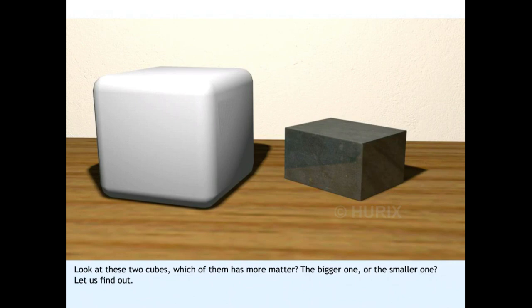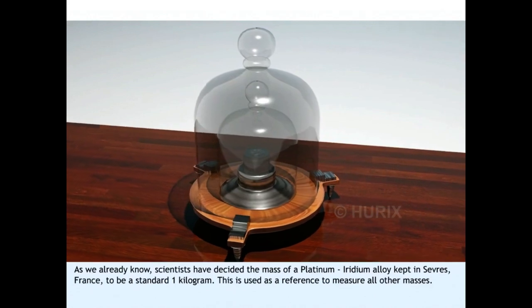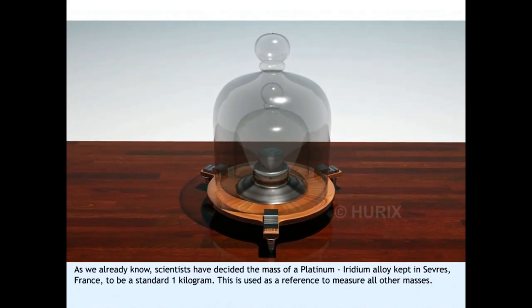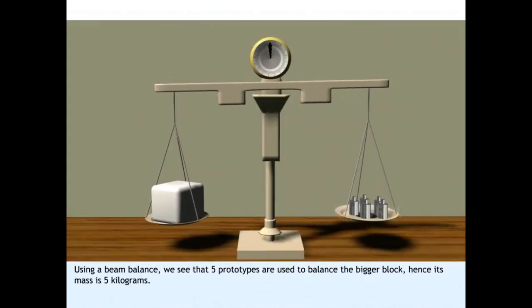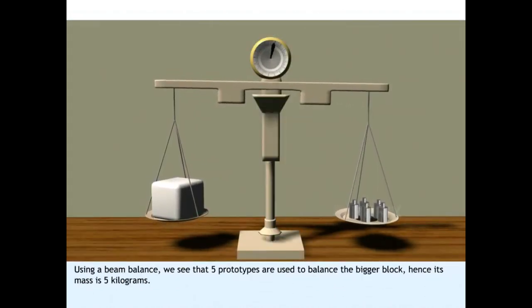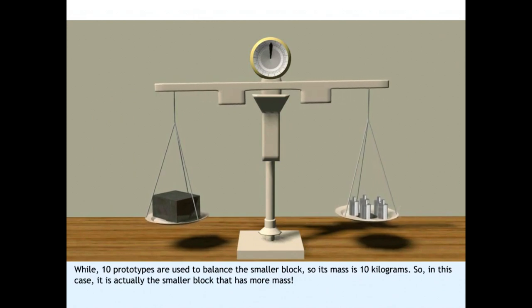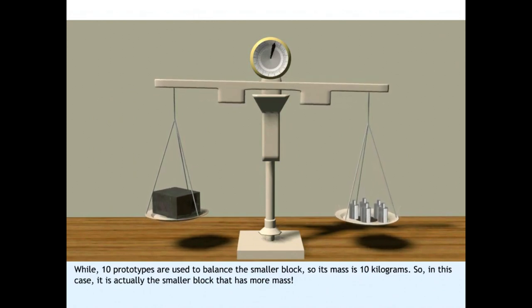Let us find out. As we already know, scientists have decided the mass of a platinum iridium alloy kept in Sèvres, France, to be a standard 1 kilogram. This is used as a reference to measure all other masses. Using a beam balance, we see that 5 prototypes are used to balance the bigger block, hence its mass is 5 kilograms, while 10 prototypes are used to balance the smaller block, so its mass is 10 kilograms. So in this case, it is actually the smaller block that has more mass.